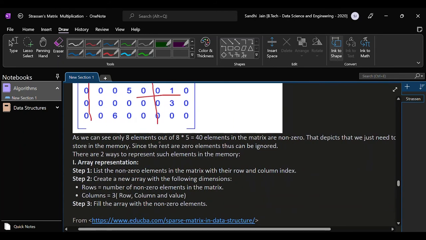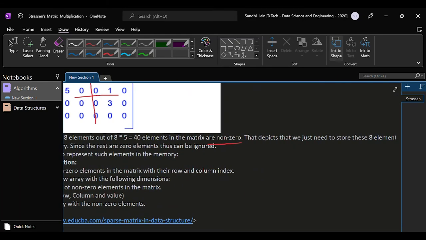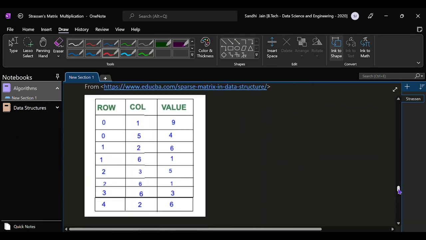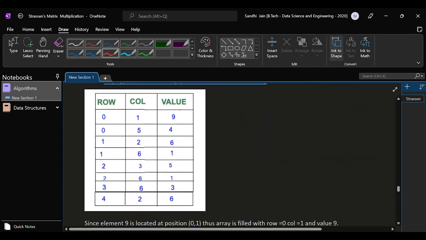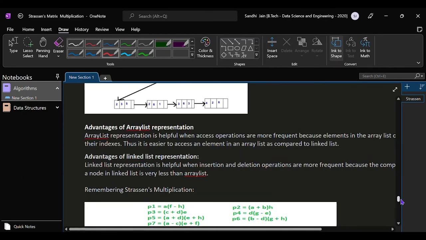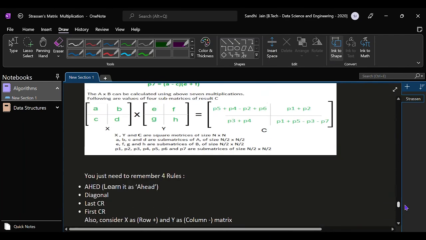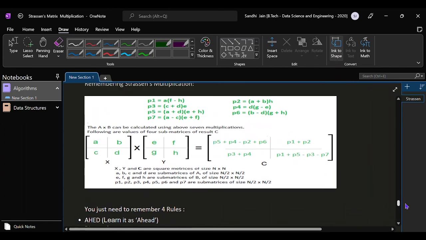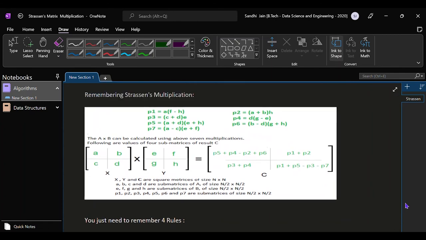So as we can see, only 8 elements out of the elements in the matrix are non-zero. That depicts that we just need to store the 8 elements in the memory and the rest are 0 elements which can be ignored. Okay. So there are some ways of representation of them in array and rows. So this is like we have some rows and columns multiplication, that we learn in sparse matrix computation purposes, and there is some linked list and array list too. Now we are going to look into remembering the Strassen's multiplication method.